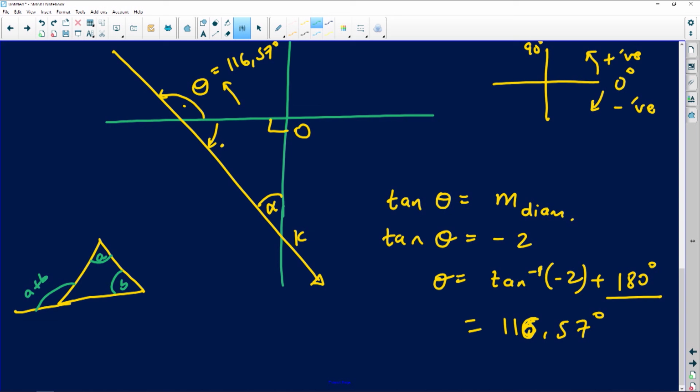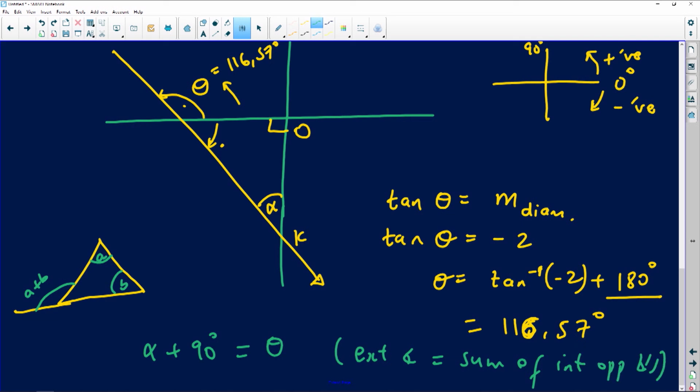Now, according to this drawing, theta is exterior of the triangle that you are looking at. And the interior angles are alpha and that 90 degrees that I have there. So I'm going to use that argument. I'm going to say to the examiner, alpha added with 90 degrees will give us theta. Why? Because the exterior angle equals the sum of the interior opposite angles. Very powerful.